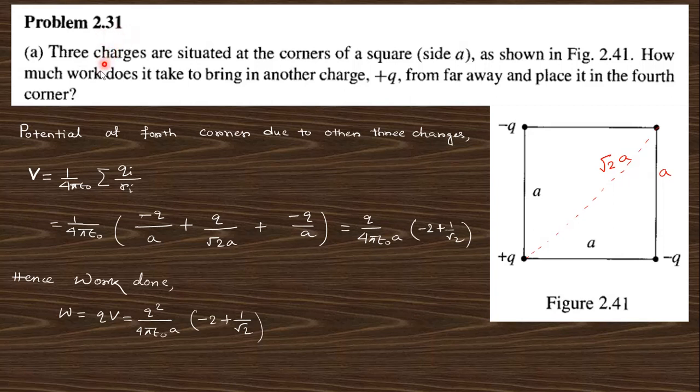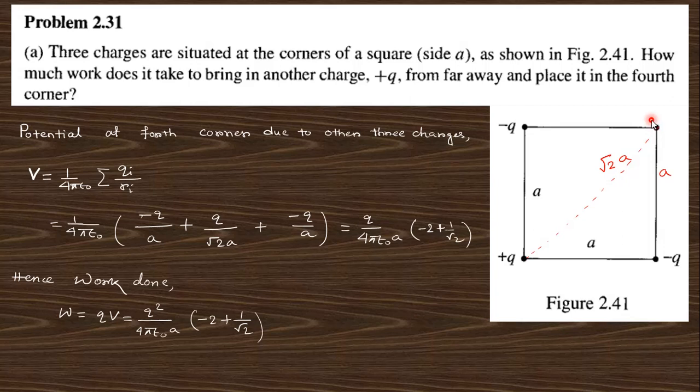Problem 2.31, which says three charges are situated at the corner of a square of side a. There are three charges, minus q, plus q and minus q, as shown in this figure. How much work does it take to bring another charge plus q, taken from infinity, from far away, to this point and place it in the fourth corner? So you need to find out the work done, right?